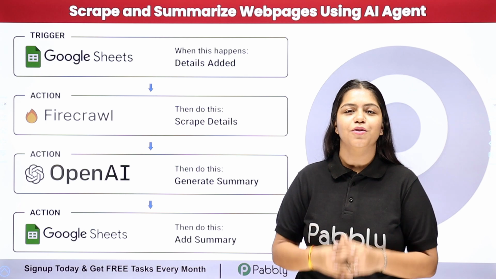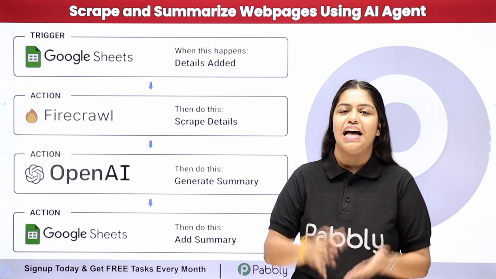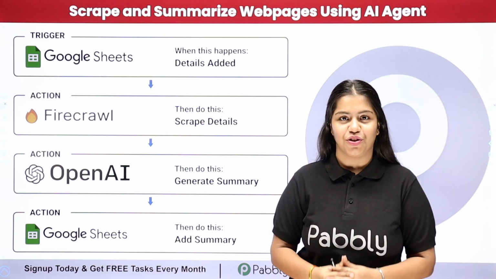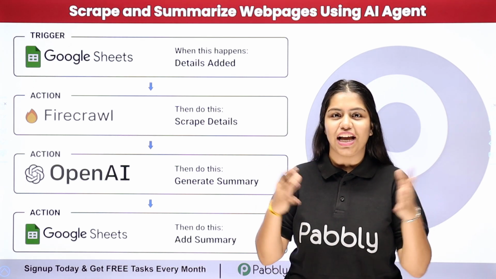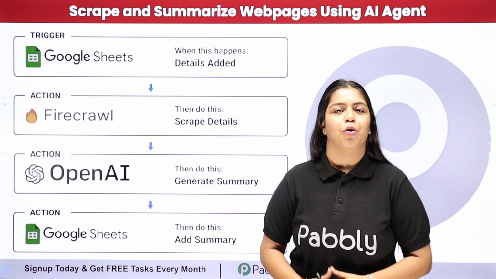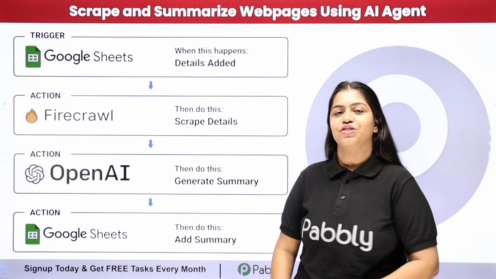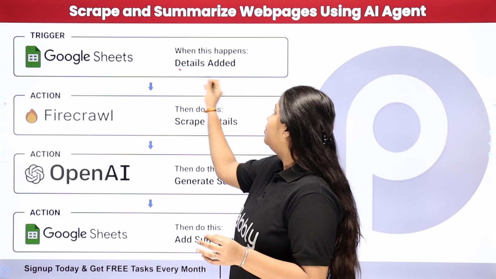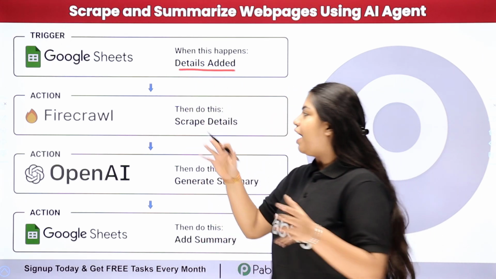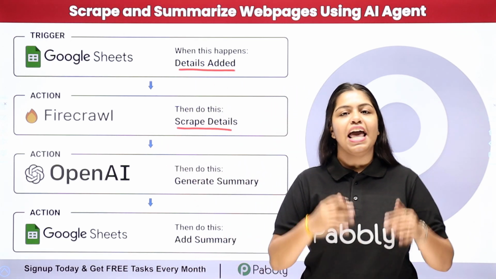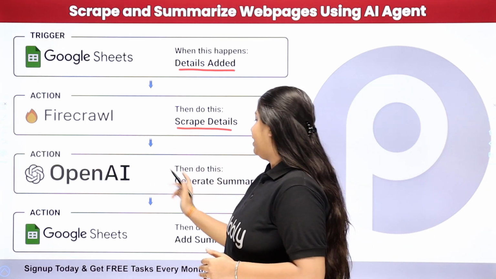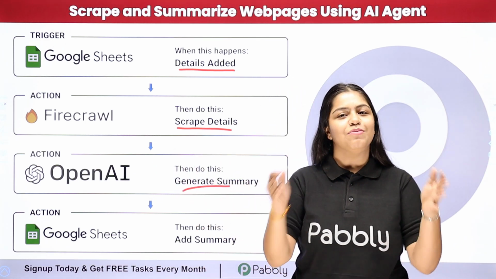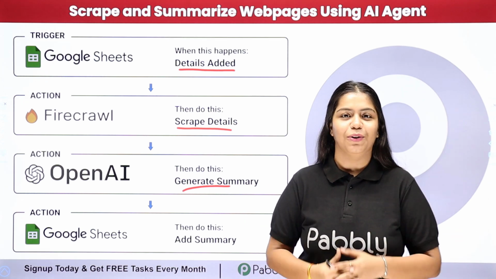Like you, I also used to manually read all the documents and then summarize them for my research report. But this is such a time consuming and tedious task. So to solve this problem, I've created this amazing automation where, as soon as I add the web page URL into my Google Sheets, automatically using Firecrawl we are going to scrape the details, and then using my AI agent, which is OpenAI, we're going to generate the summary, and I'm going to add that summary back into my Google Sheets.